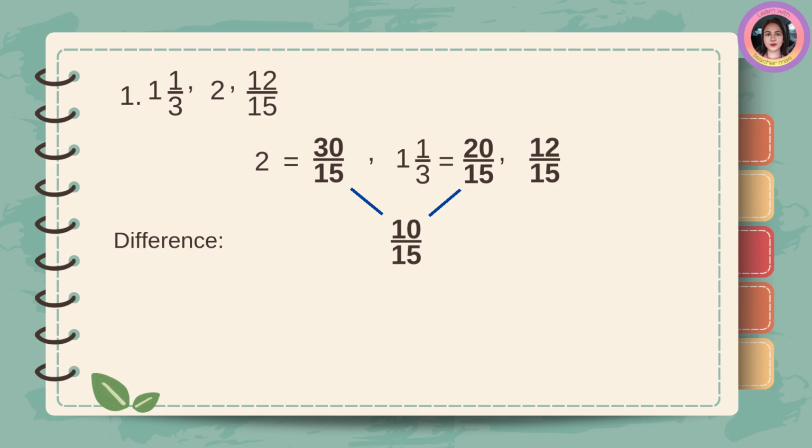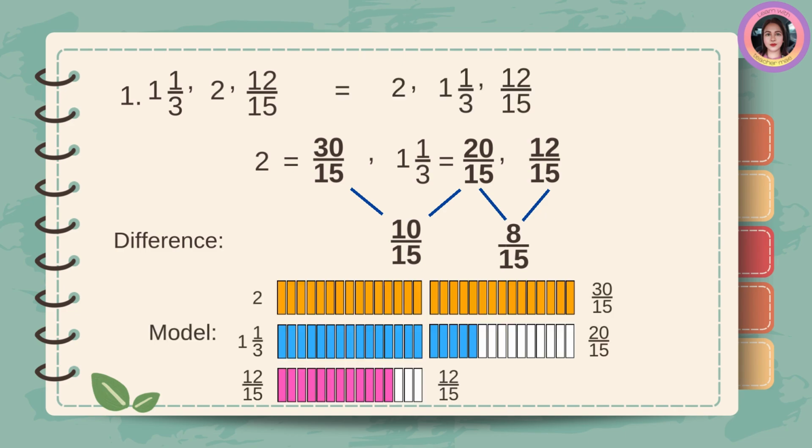The difference between 30/15 and 20/15 is 10/15. And the difference between 20/15 and 12/15 is 8/15. Look at the fraction bars. If we arrange the fractions in descending order, the first one is 2 or 30/15. The next one is 1 and 1/3 or 20/15. And the last one is 12/15.